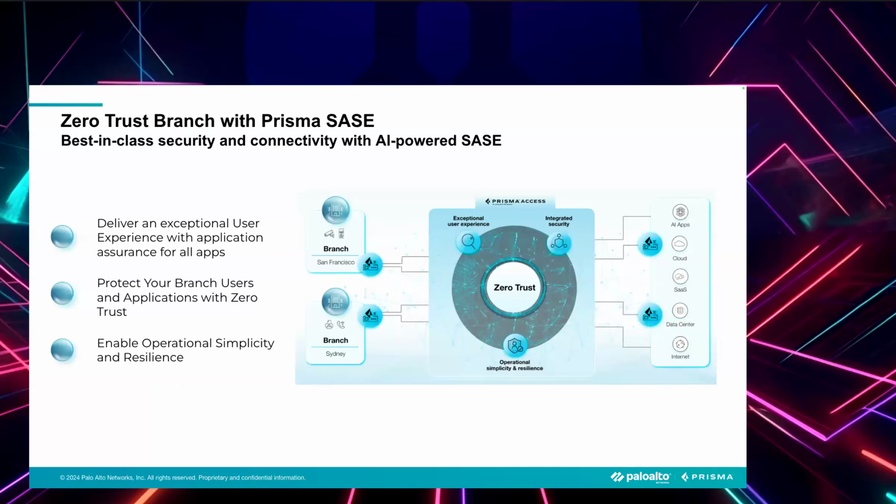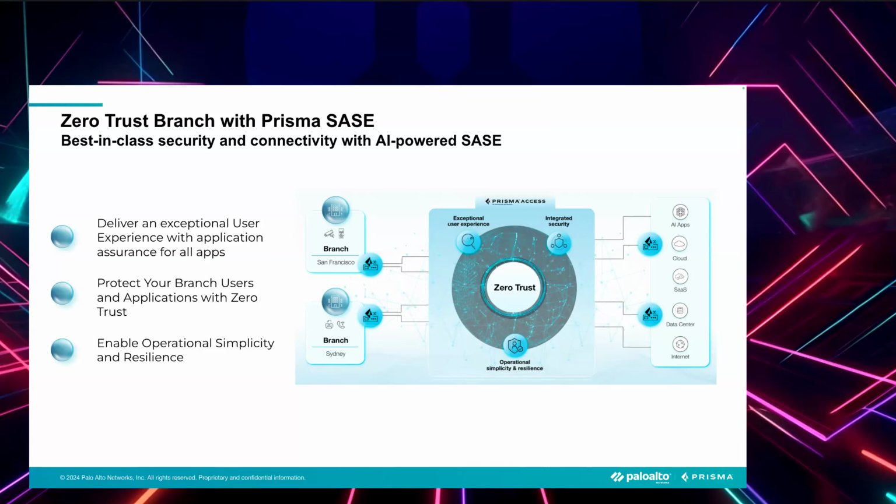Next. To address all these issues, we have Prisma SD-WAN Zero Trust Branch with Prisma SASE, where Prisma SD-WAN integrated with Prisma SASE delivers a zero trust security model at the branch level, ensuring that no users, devices, or applications are trusted by default, whether inside or outside the network. The integration of Prisma Access with Prisma SD-WAN leverages AI-driven insights to automate network management and security decisions, which reduces manual tasks and improves both security and performance in real time.